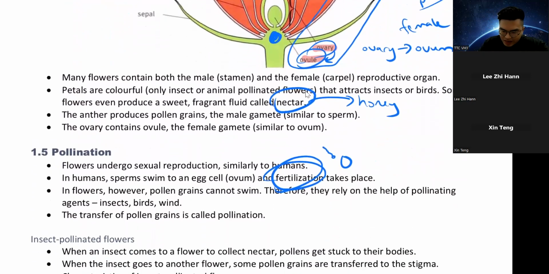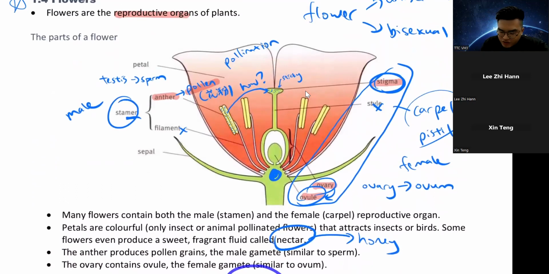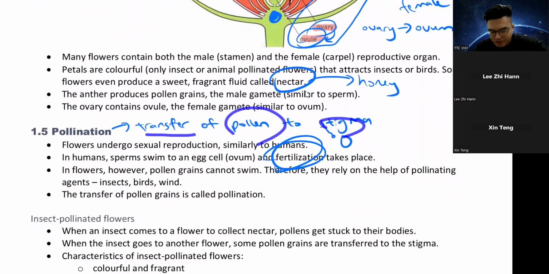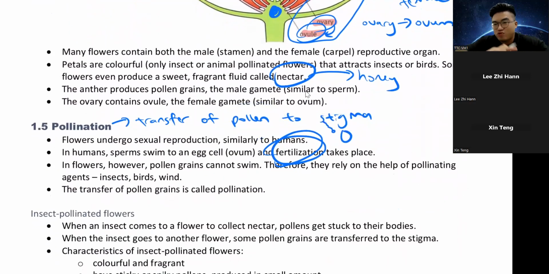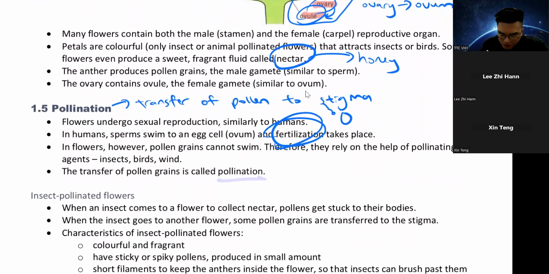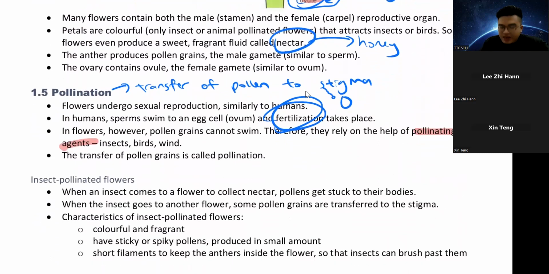Can you please write this down? Pollination is transfer of pollen to stigma. Transfer of pollen to stigma. So this process is called pollination. To do pollination, you need a pollinating agent. In this case, you have insects, birds or animals, and you have wind.